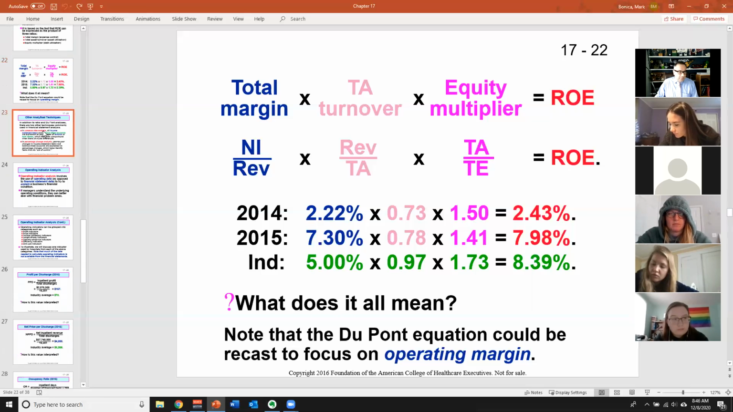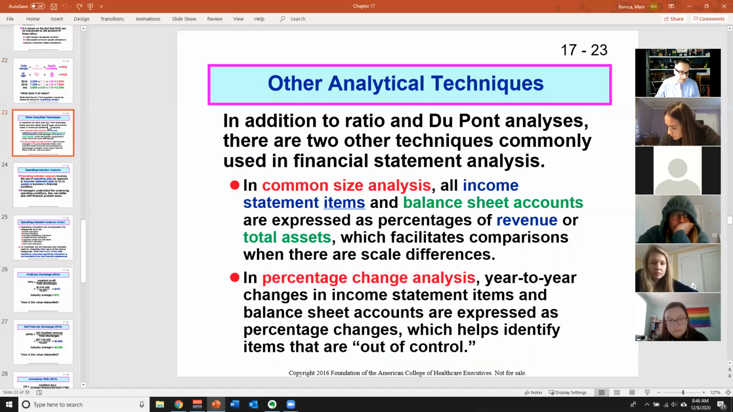So, all right. That's a cool DuPont ratio, there's a bunch of problems in the book dealing with that, and it makes you think about the different ways. And I think it's a nice, very simplistic way of looking at an organization. Okay, so we're going to do common size analysis and percent change analysis next time. So I'm going to skip over that for now.